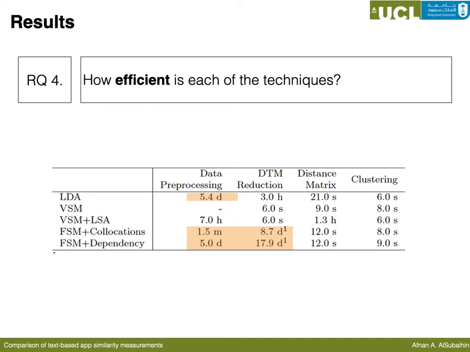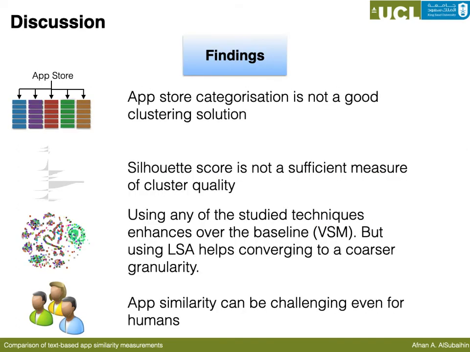However, regarding the efficiency of each technique, the ones that perform well, as expected, cost more. LDA can cost up to 5 days to do any data processing, as well as the collocation and the dependency-based techniques. Generally, our findings show that App Store categorization is not a good clustering solution as it stands. And we also show that the silhouette score, although informative, is not sufficient to measure cluster quality. Human judgment is indeed needed, and we've shown that it can vary.